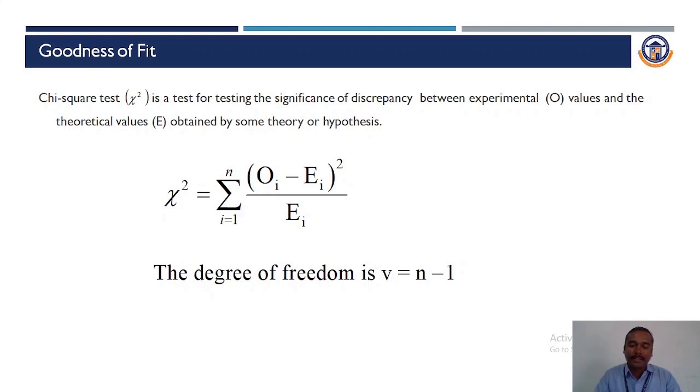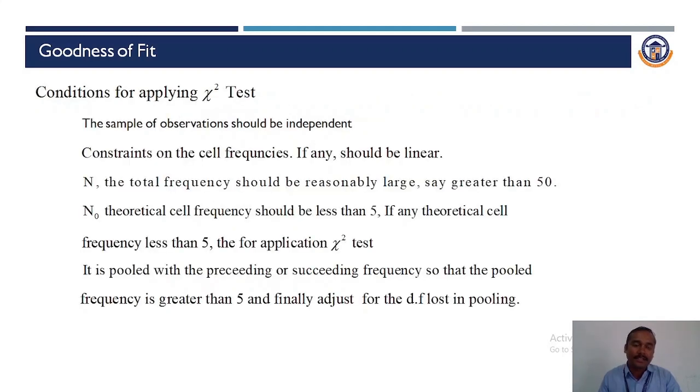Before applying this chi-square test, we have to follow some conditions. The first one is that the sample observations should be independent, that means there is no relationship between the observed values. The second one is that cell frequencies should be linear. The next one is that the total frequency should be reasonably large, that means the total number of frequencies should be greater than 50.